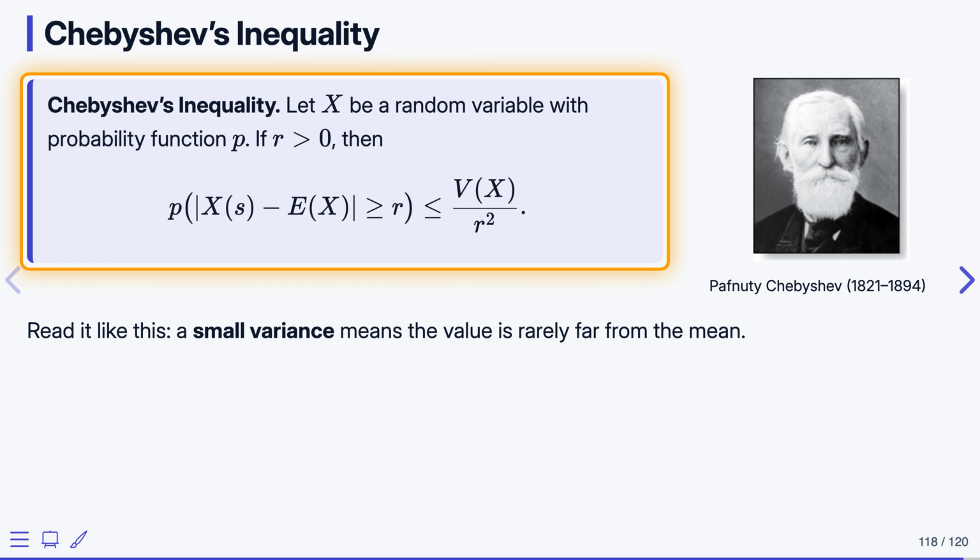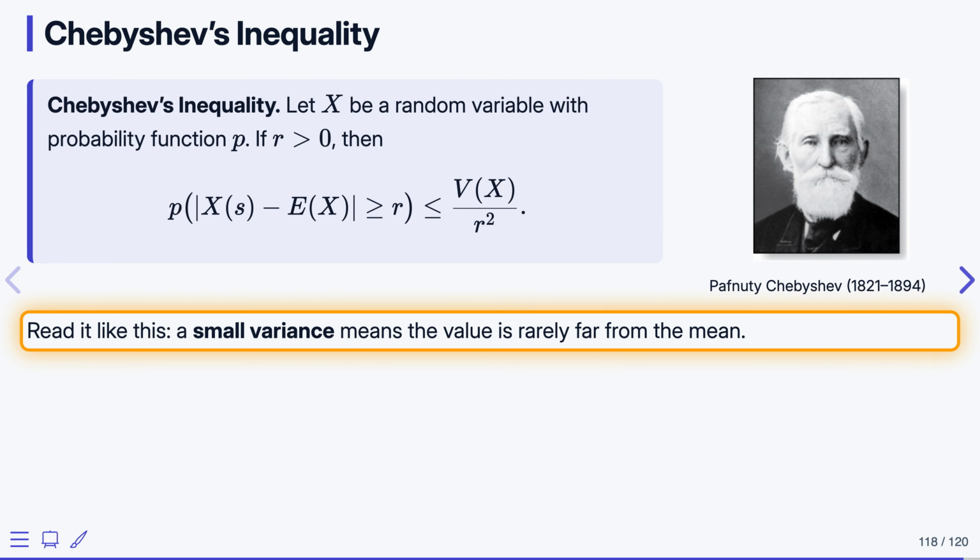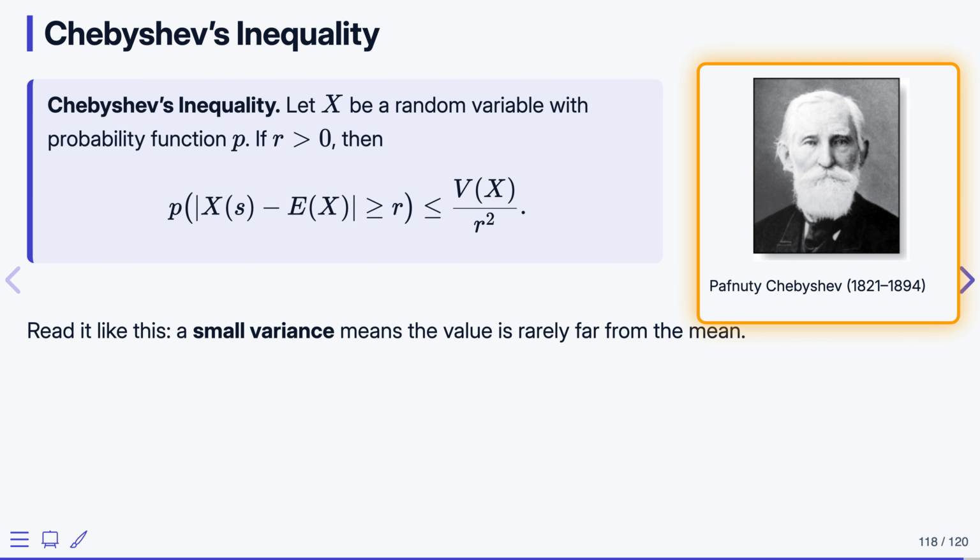Chebyshev's inequality connects the variance to how often a random variable strays far from its mean. It says the probability that x is at least r away from the mean is at most the variance divided by r squared. Read it like this. A small variance means large deviations are rare, and the bound holds for every random variable, whatever its distribution. That is what makes it so useful. The result is named after Pafnuty Chebyshev.